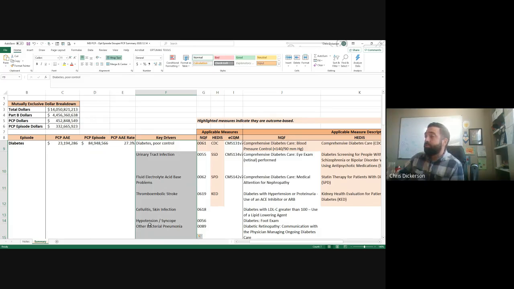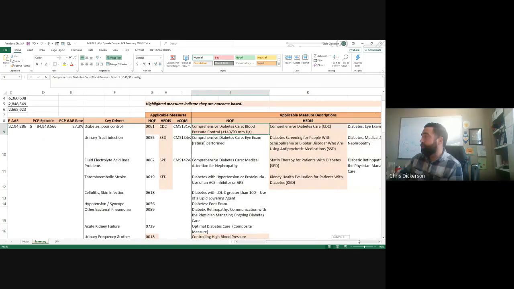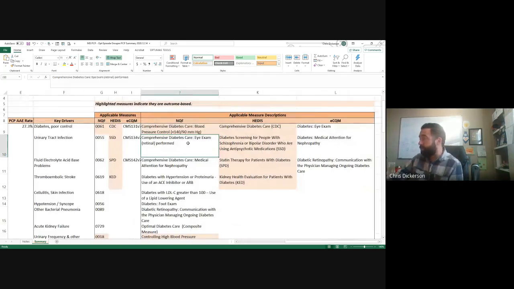The next column is the key drivers of that AAE spend. So these are going to be kind of a higher level grouping of the diagnosis codes that indicated something was an adverse event. You have diabetes, poor control, urinary tract infection, and you can see down the list down to hypotension or other bacterial pneumonia. The next section, we have identified applicable quality measures from NQF, HEDIS, and ECQM that could pertain to these key drivers of adverse actionable events. And over here is just kind of a description of what those measures are, a little verbal, sentence or so description of it. Measures that are shaded this tan or orange color, those are outcome-based measures. That way we can kind of quickly delineate outcome-based measures from non-outcome-based measures.